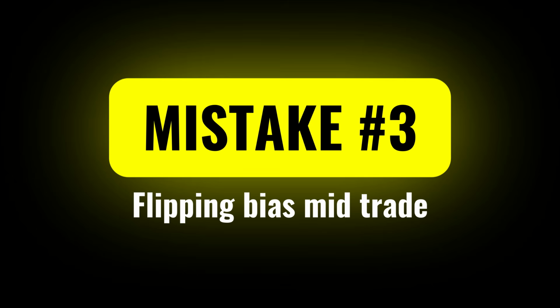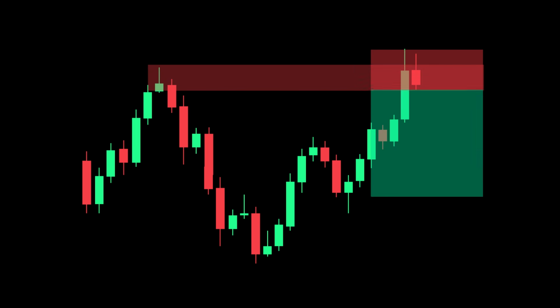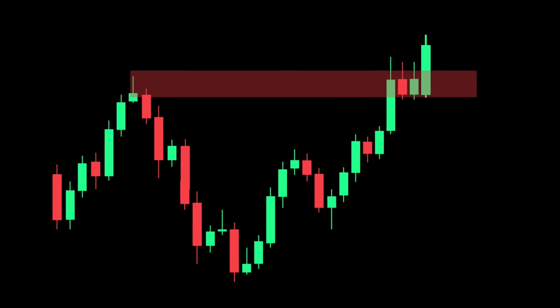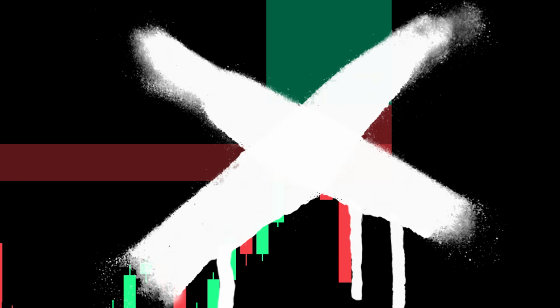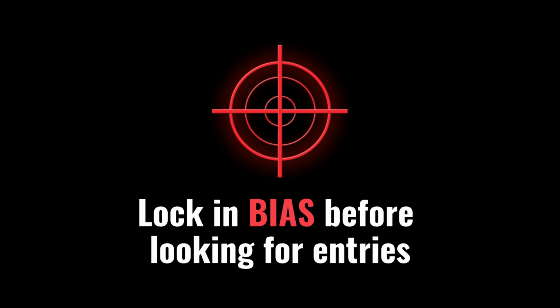This one destroys traders. You enter short, but the market pushes up a little, so you second guess, close early, and switch to long. Then it reverses and hits your original target without you. Sound familiar? It used to crush me until I started locking in my bias before I looked for entries.